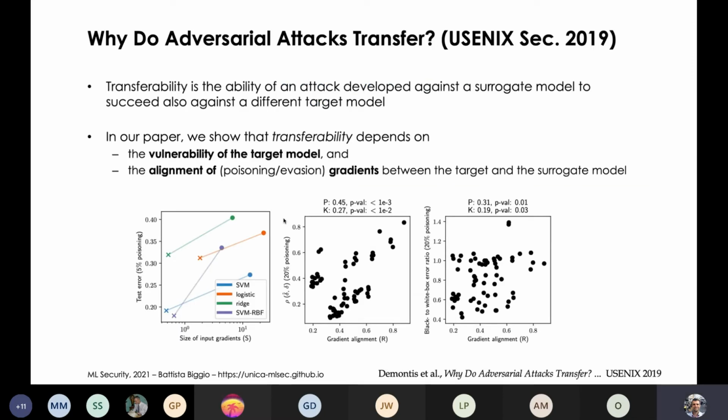I'm sure we have also already discussed the transferability properties of evasion attacks, and we had similar conclusions for poisoning attacks as well, even though in this case the correlations with the metrics and the error prediction were a bit weaker, frankly speaking. But again, the main message here is that when you try to transfer poisoning attacks from one model to the other, their impact still depends on the vulnerability of the target model, so how vulnerable the target is per se, and how much the surrogate and the target models are aligned in terms of their gradients. Because of course, if you're following the same path, then they probably have very similar decision functions, and so you can poison them in a similar manner.